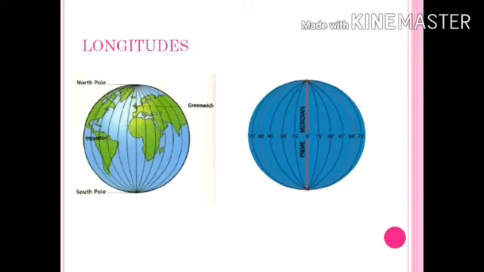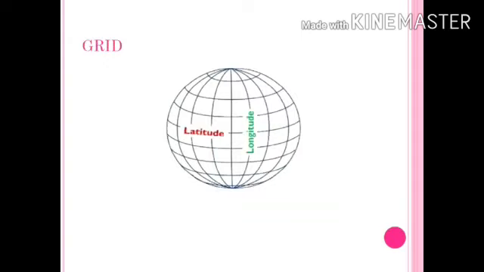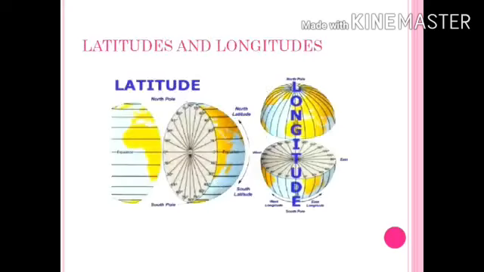Now look at the grid of parallels of latitude and meridians of longitude on the globe. You can locate any point on the globe very easily. If you know latitudes and longitudes, you can locate the point by mentioning the degrees. These are called grid. What are the differences between latitudes and longitudes?